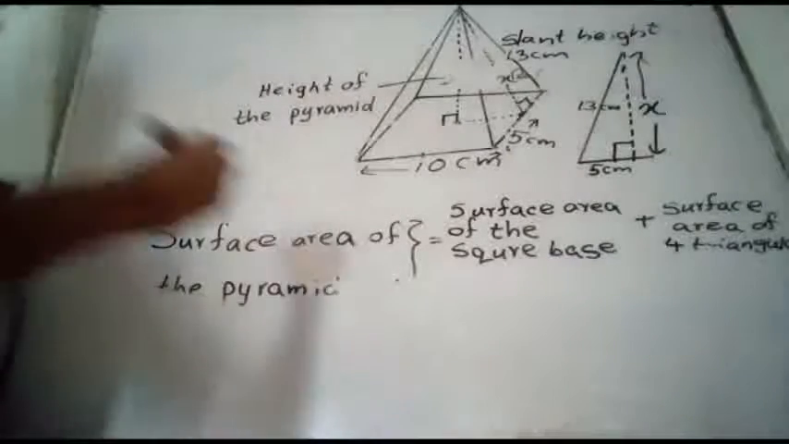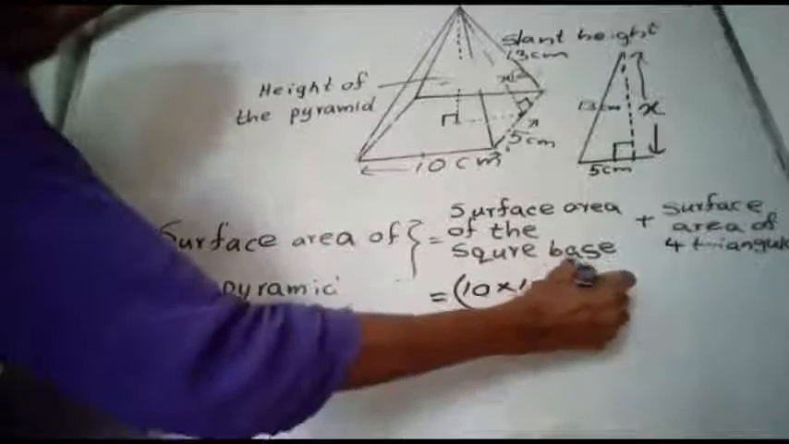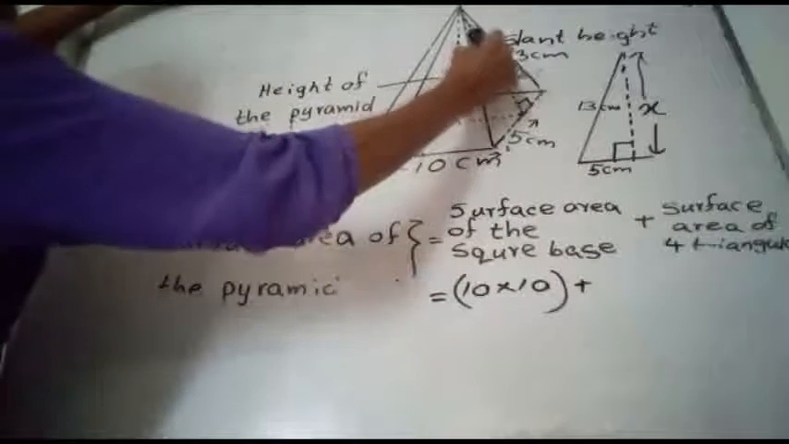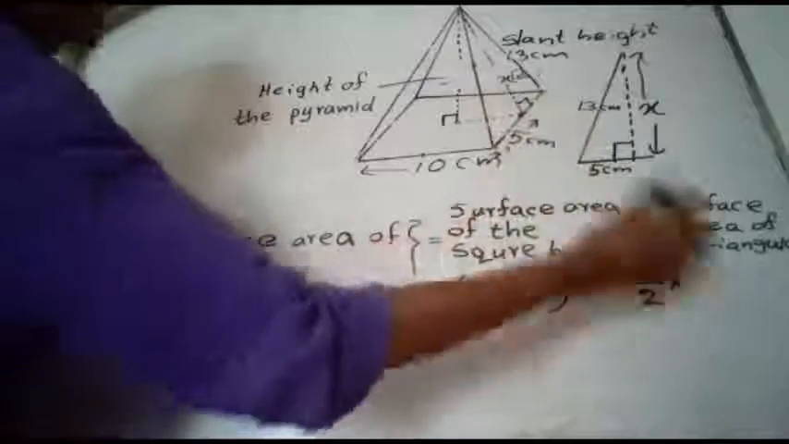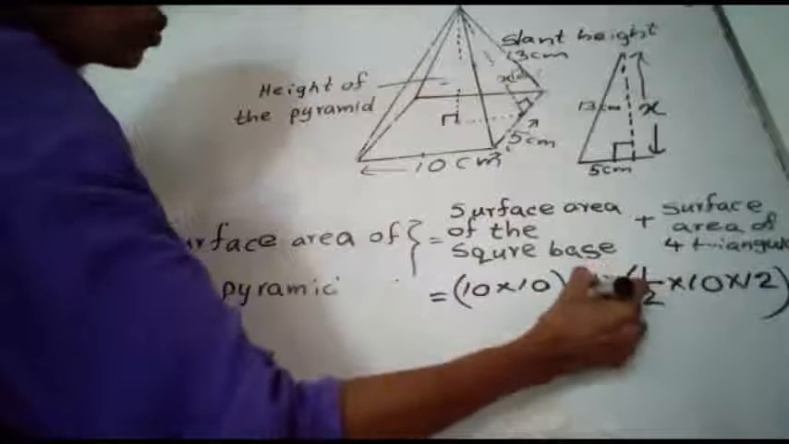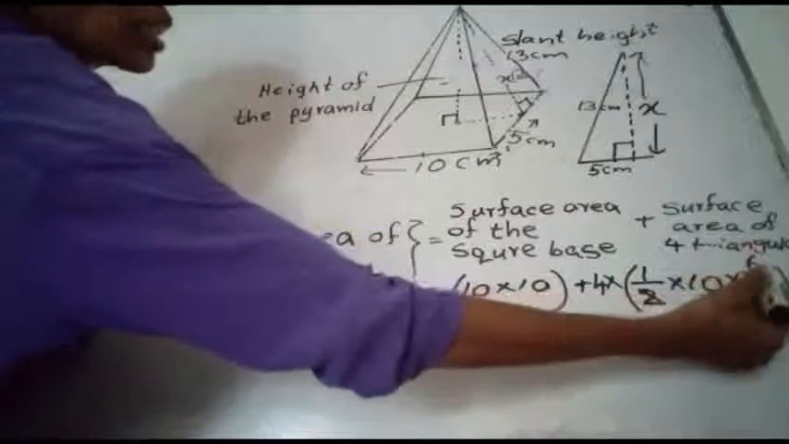The surface area of the pyramid is equal to area of the square base, 10 times 10, plus 4 times the area of the triangular face. Area of the triangular face is half into base 10, perpendicular height 12, multiply by 4. 10 times 10 is 100. 6 times 10, 60. 60 multiplied by 4 is 240. 240 plus 100 is equal to 340 square centimeters. This is the answer.